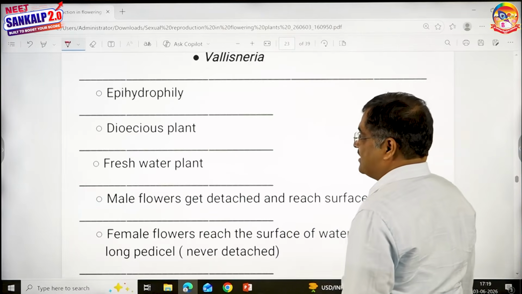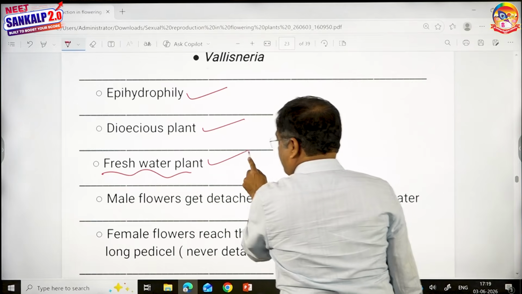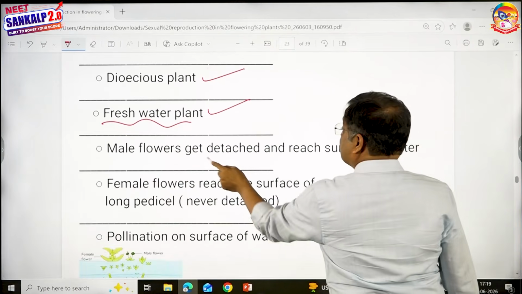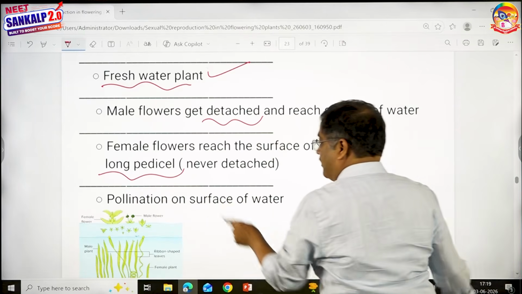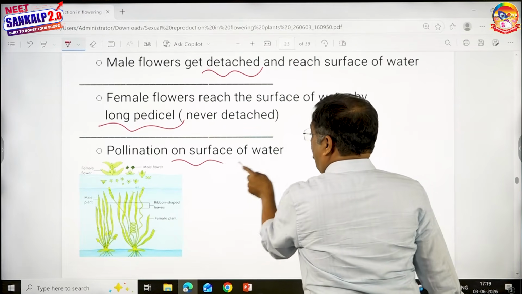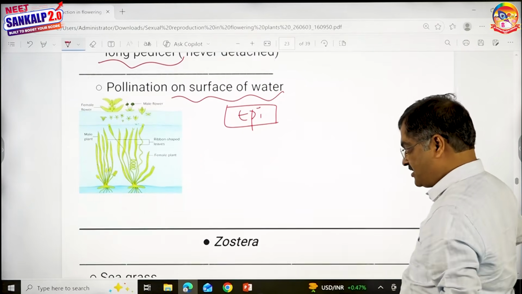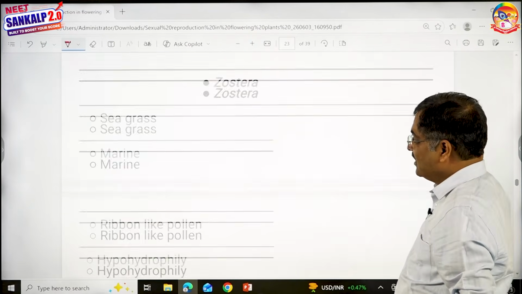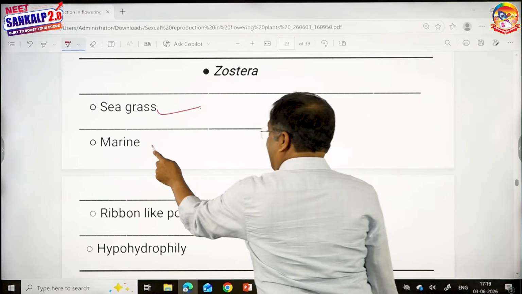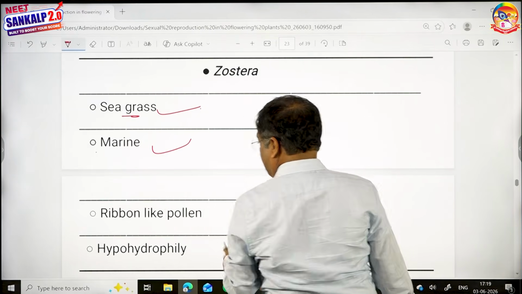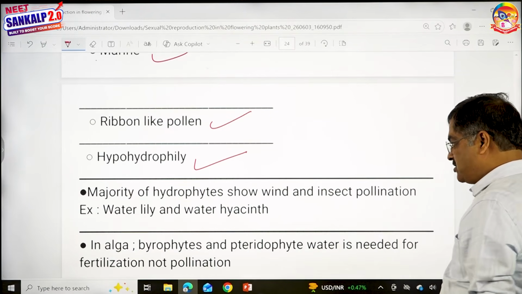And what are the points about Vallisneria? Epihydrophily, dioecious plant, it is a freshwater plant. Male flowers get detached, female flowers reach the surface with the help of a long pedicel, pollination on the surface, hence it is rightly called epihydrophily. Zostera, it is a sea grass, don't say seaweed, brown alga is seaweed. It is marine, ribbon-like pollen, and the pollination occurs inside water, hydrophily.